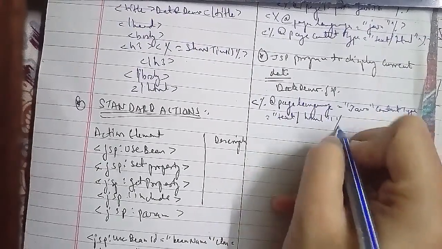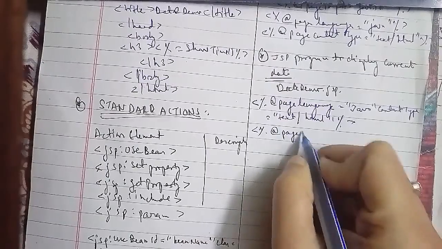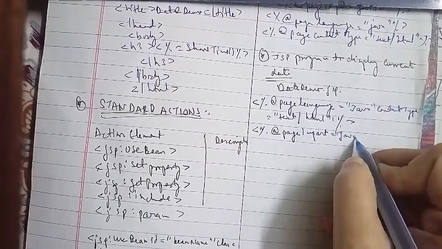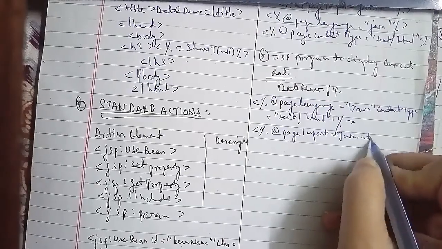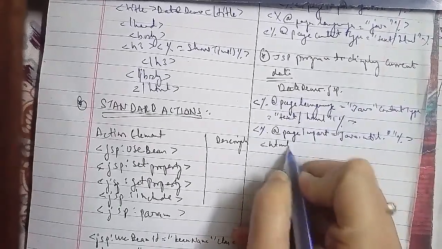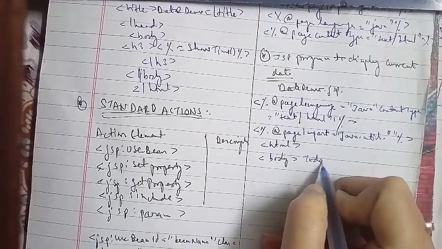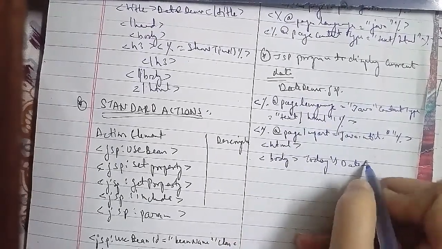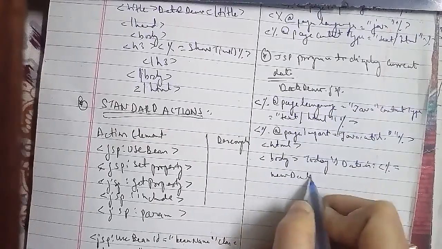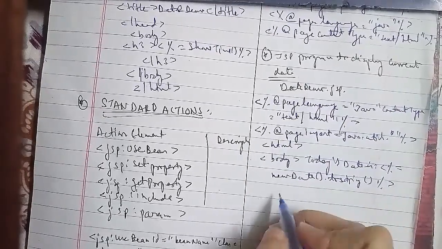Then of course we have <%@ page import="java.util.*" %>, then HTML, body, today's date is <%= new Date().toString() %>, then the body tag closes, and the HTML tag closes as well.